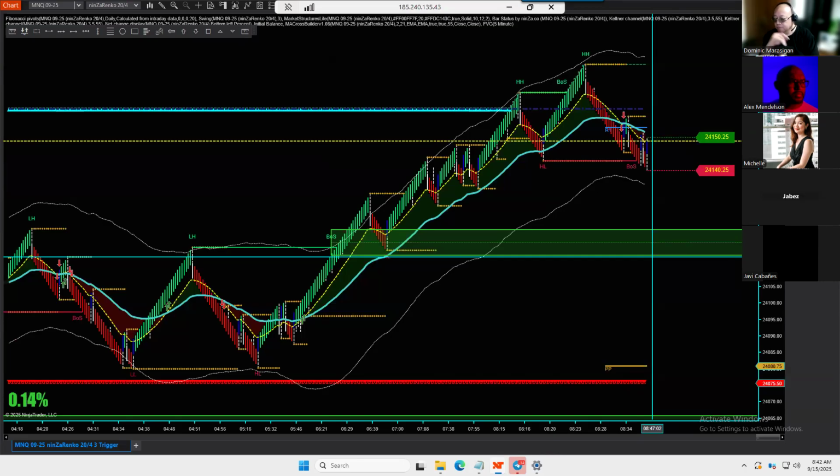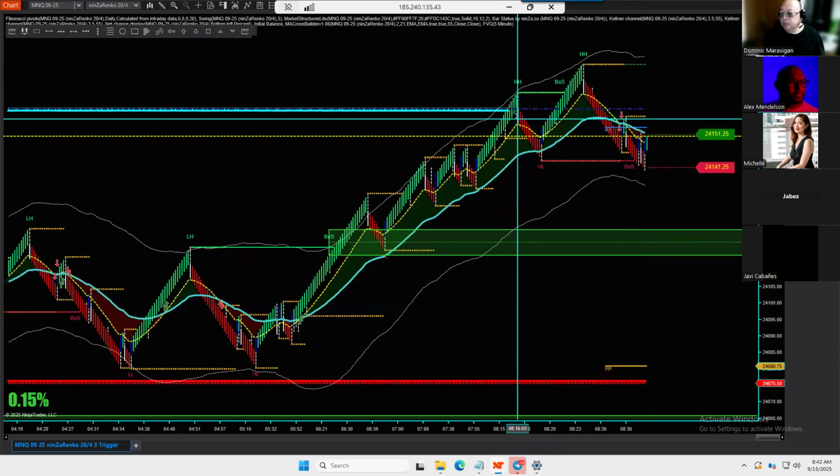Right now, this would be a good entry. Why? Because it's right at the mid band. Your best entries are at the mid band. Like I said, the best trades are the ones closest to the mid band. I would have taken this.